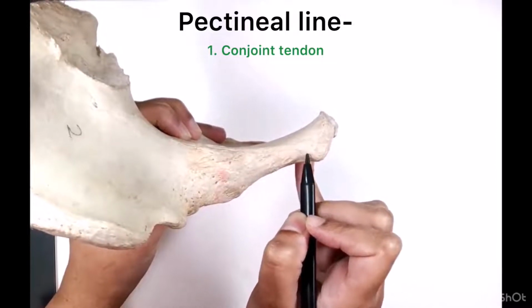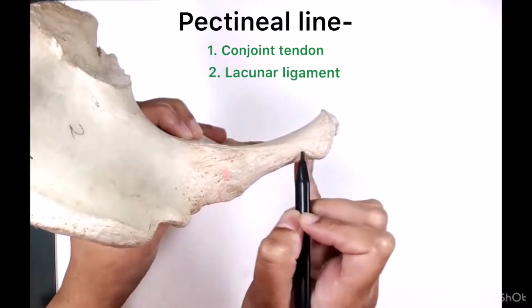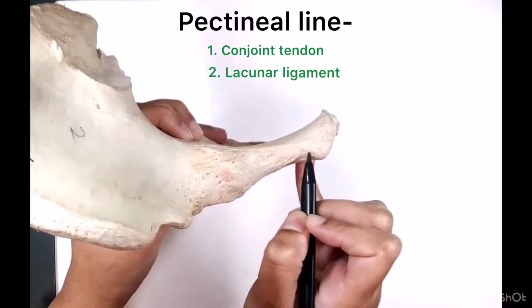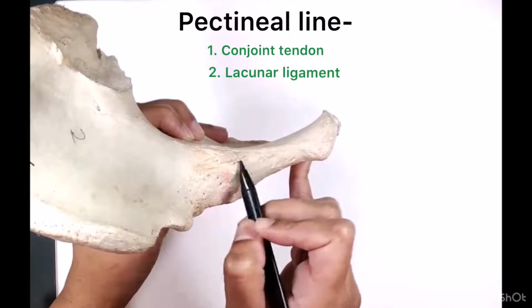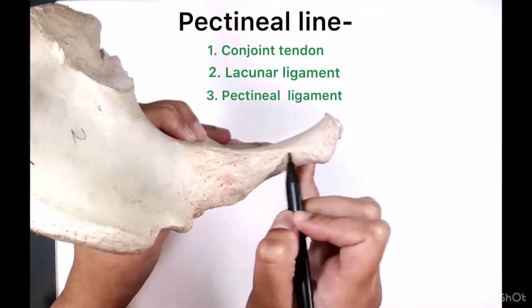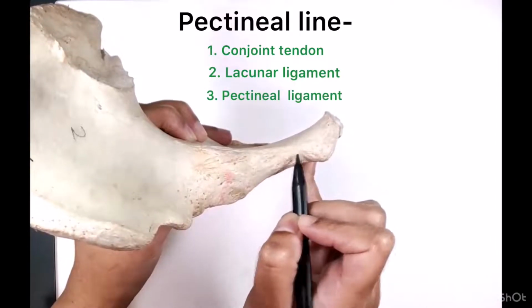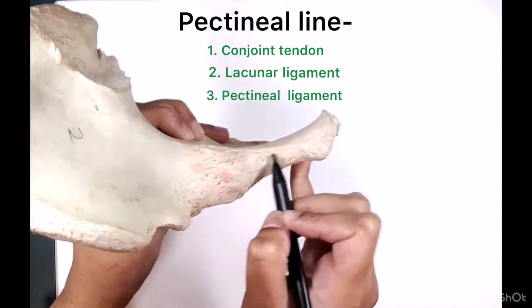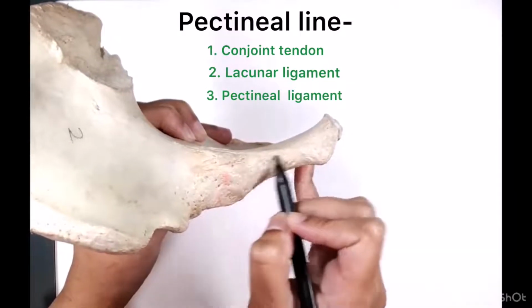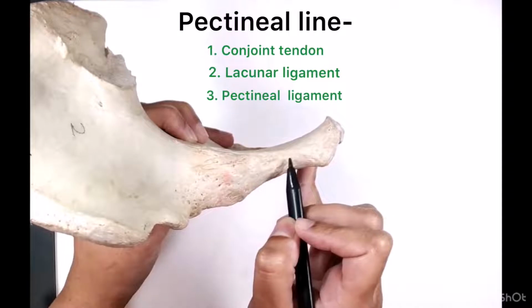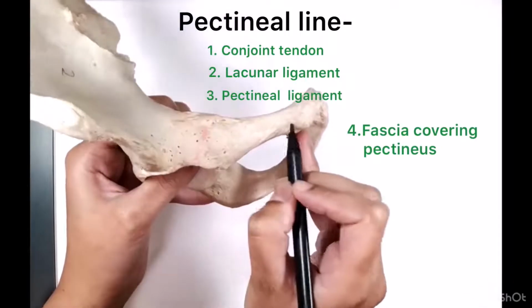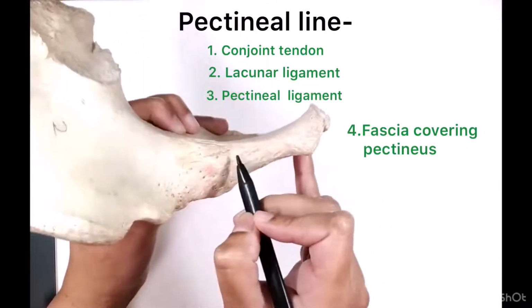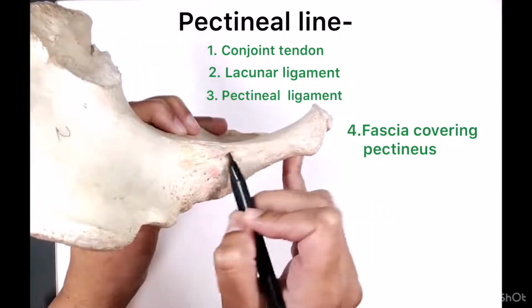In front of this, there is attachment of lacunar ligament, which is one of the reflections of the inguinal ligament. In the whole extent of the pectineal line, there is attachment of a ligament, the pectineal ligament, starting lateral to the lacunar ligament. On the pectineal line, there is also attachment of fascia covering the pectineus muscle. Pectineus muscle is attached on this surface, and the fascia covering the pectineus is attached on this pectineal line.